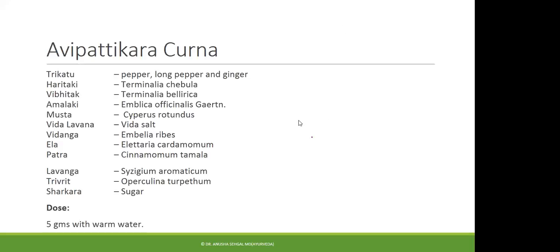So I've always thought Avipatikara Churna was for Pitta, a cooling blend. Can you explain how this is for Vata? And is it that it just moves downwards?